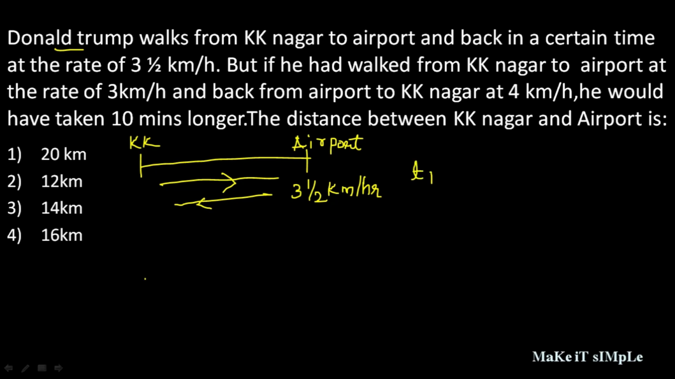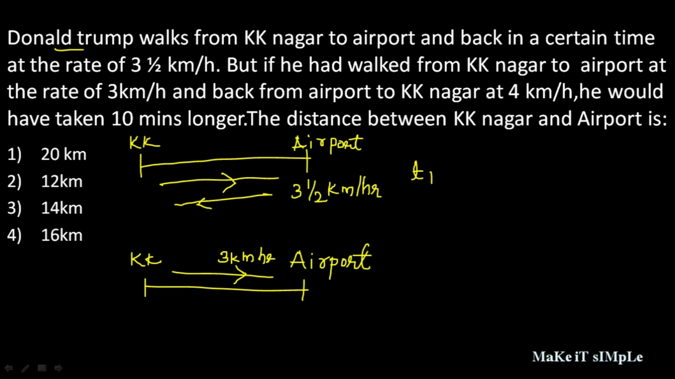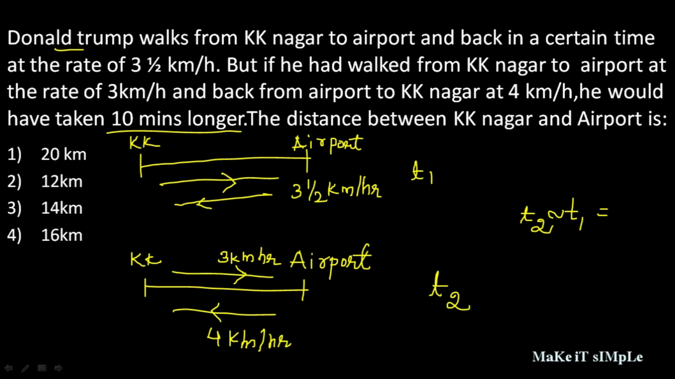In the second case, between KK Nagar and airport, he is going at the speed of 3 km per hour and returning at the speed of 4 km per hour, and it takes the time t2. In the question, what they have given is 10 minutes longer. This 10 minutes longer indicates the difference between t2 and t1 is 10 minutes.